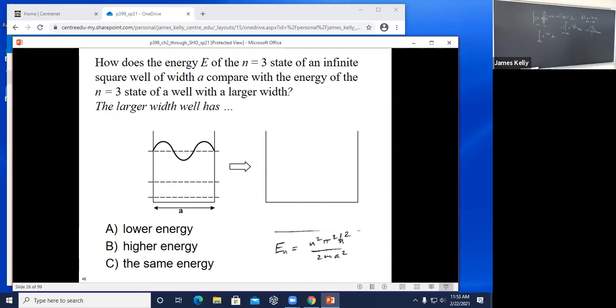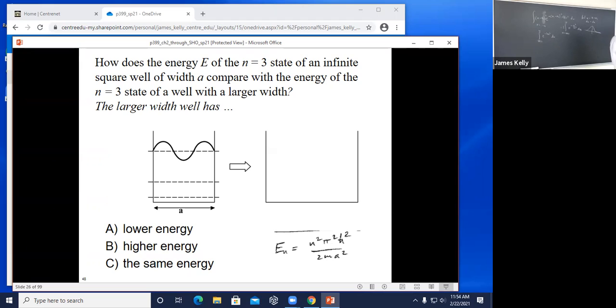How does the energy for the n equals 3 state, we might call that the second excited state because n equals 1 is the ground, at least in this way of numbering, of an infinite square well of width A, compare with the energy of the n equals 3 state of a well that has a larger width? Here, just in this cartoon, is the width of the well we're talking about. We're going to make that well larger. How does the energy of the second excited state, n equals 3, compare to it in the more narrow well? Lower, higher, or the same energy?